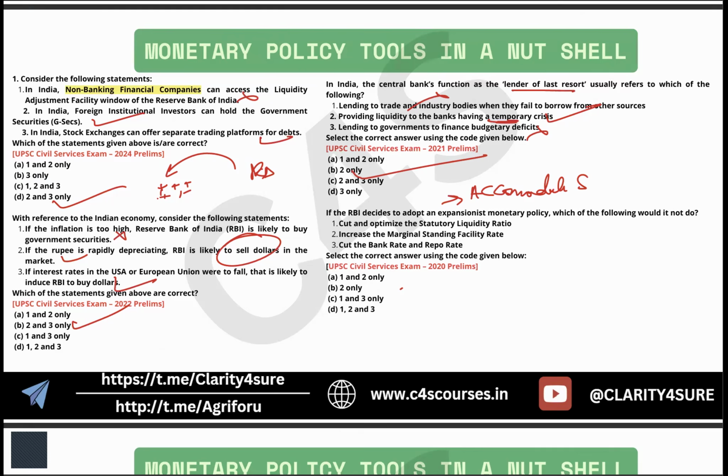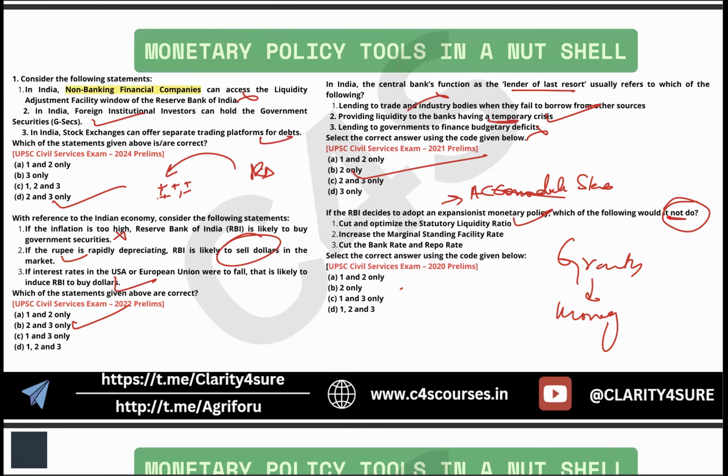Accommodative stance. If RBI follows it, then what will it not do? So let's see what it will do. Expansionist stance means it wants growth. It wants growth means more money into the hands of the people. So cut and optimize, yes, we will cut the SLR, right? It will do. Increase the marginal standing facility rate. No, it will not do.